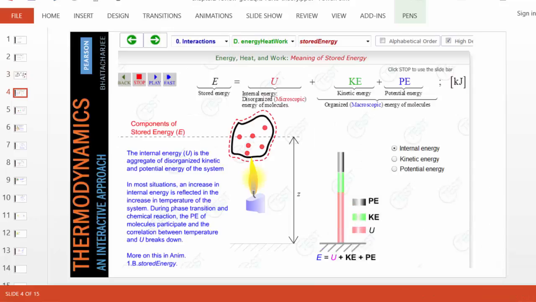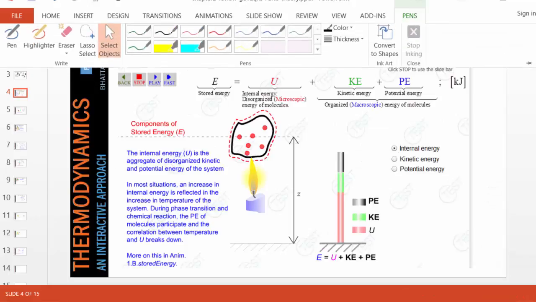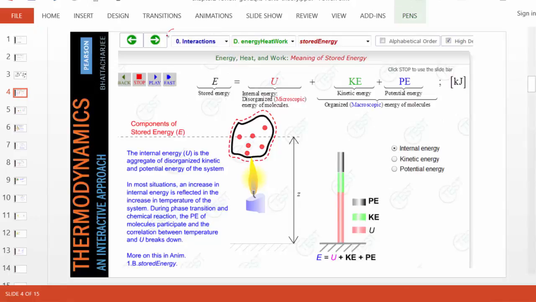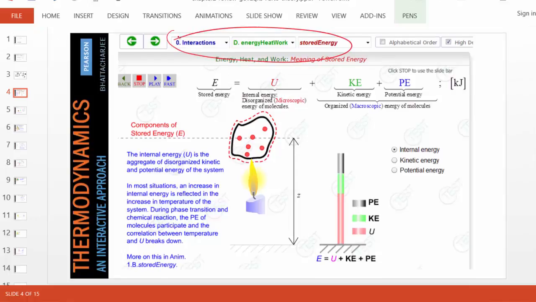Okay, let's turn to the energy equation. Again, this is a screenshot from the animation as shown here. Stored energy is given by the symbol capital E. The definition of stored energy is the sum of U plus KE plus PE. You've got to memorize that. And then let's try to understand the meaning of the different symbols. Stored energy is given in kilojoules. That's the standard SI unit.